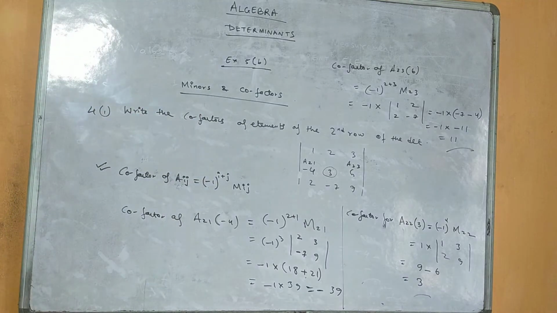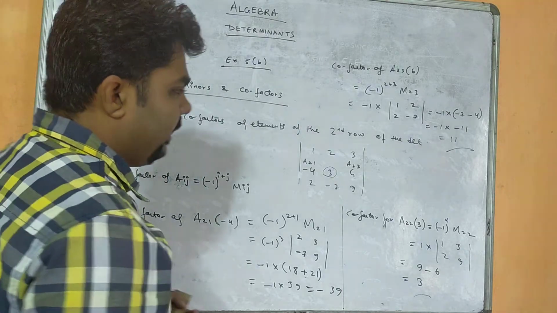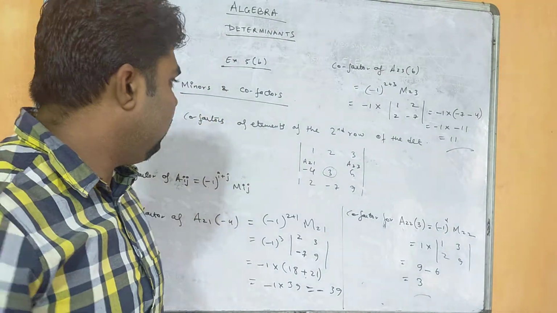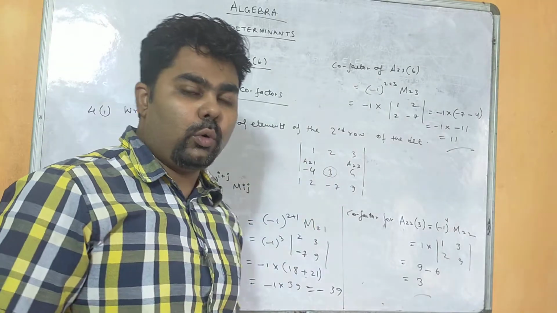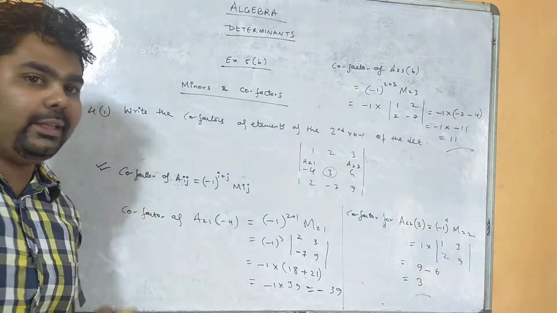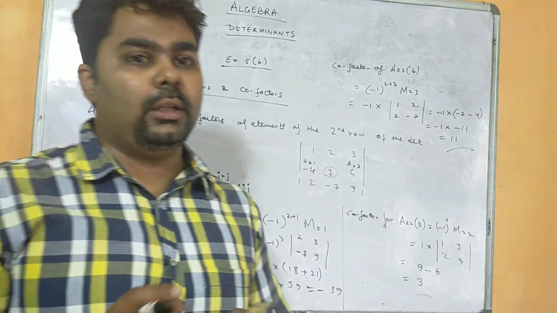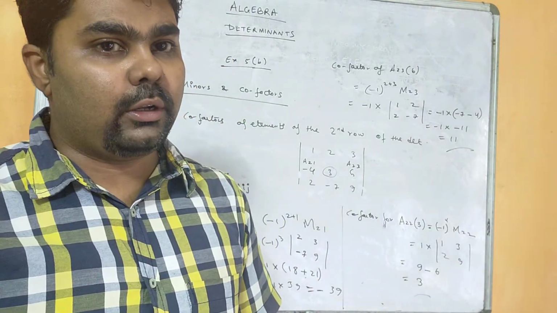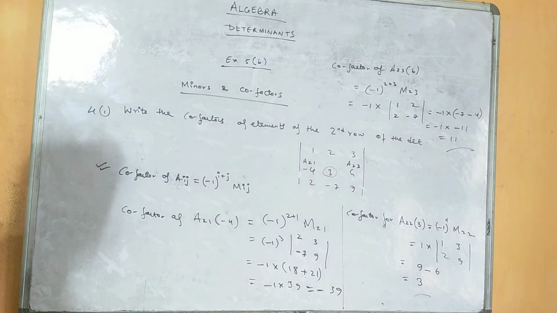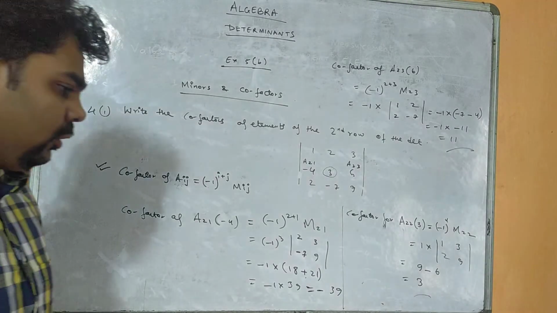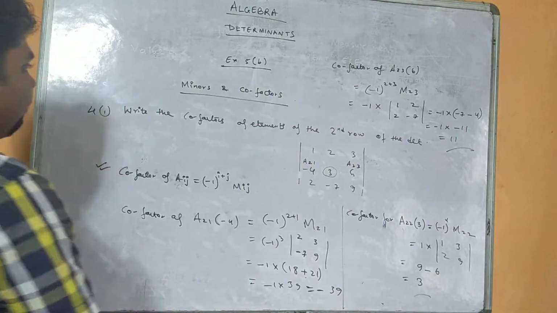So this is how we find the cofactor for any element of any row or any column. Now it might be asked to get the cofactor for the whole determinant. In that case we can find it by finding each and every element's cofactor, or we can use one direct formula. That one I will come to later on. So let's move to another question.